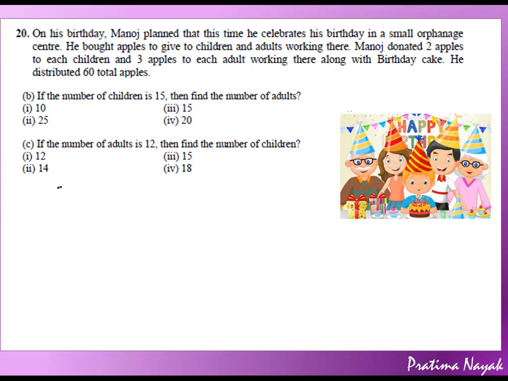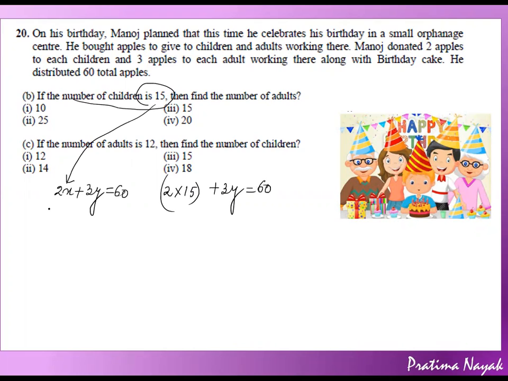First is 2x plus 3y is equal to 60. For the first part, children is 15. I am putting x is equal to 15 here. Then it will be 2 into 15 plus 3y is equal to 60. So this gives me 3y plus 30 is equal to 60. Then 3y is equal to 60 minus 30, 30, or y is equal to 10. So for part B, 10 is the answer.